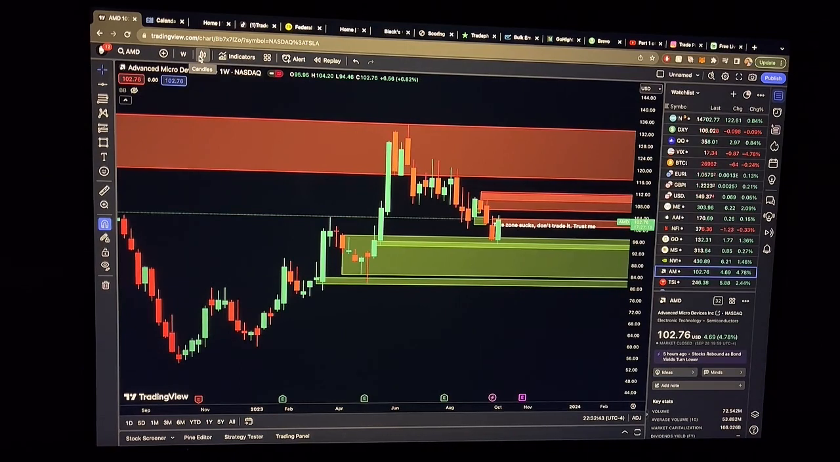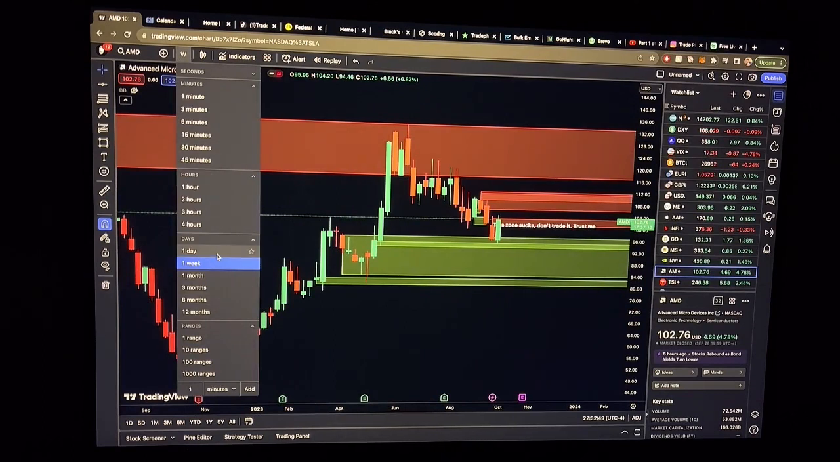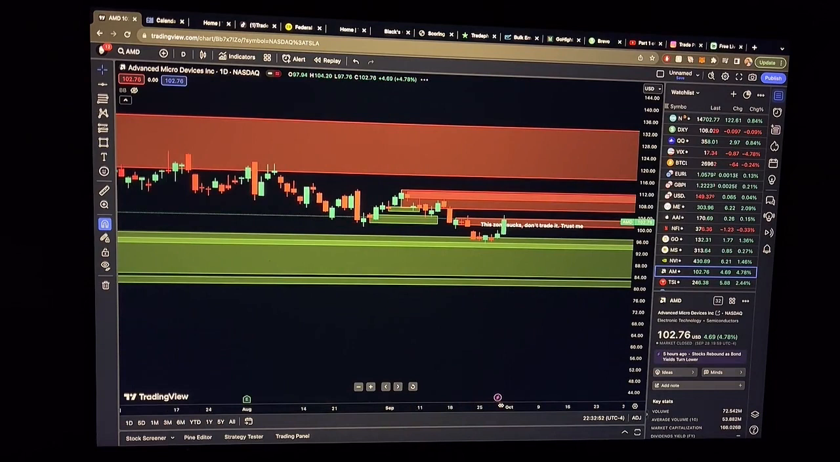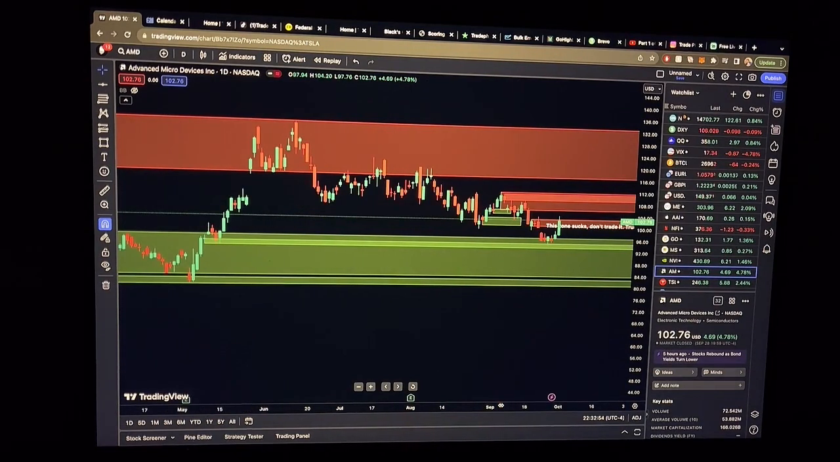So, institutional buying, institutional selling. Let's drill down to the dailies. And this is where we're going to look for an actionable trade opportunity on the dailies, right? And boy, did it bounce right off that little demand level, huh?